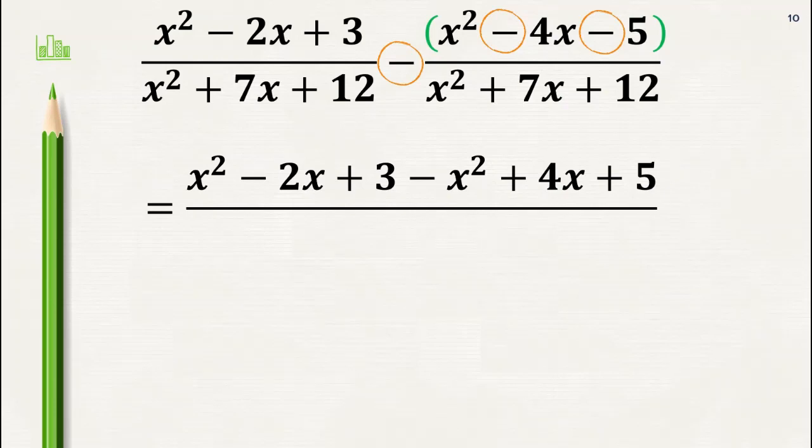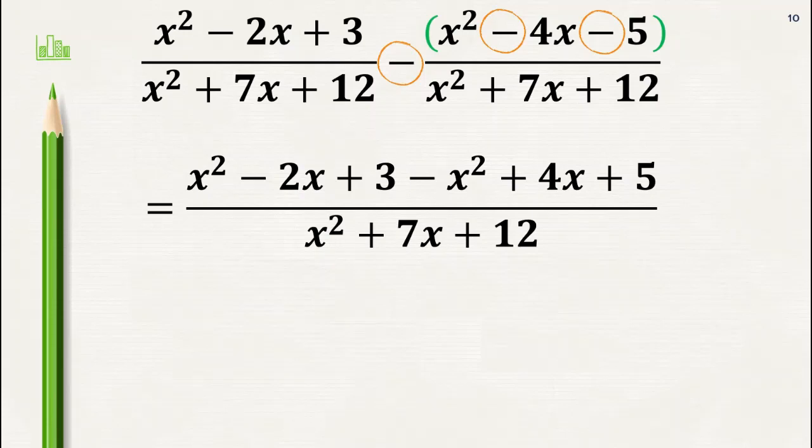So we will have for our numerator x squared minus 2x plus 3 minus x squared plus 4x plus 5, and then copy the common denominator, x squared plus 7x plus 12. The changing of the sign is only applicable if and only if our operation is subtraction. Only the terms after the subtraction will change sign.